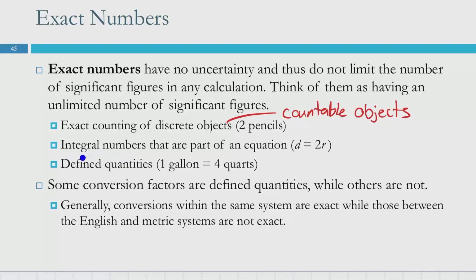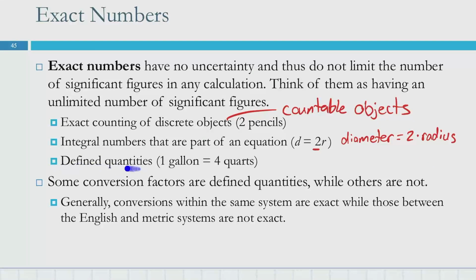Some integral numbers that are part of an equation, like this 2 in diameter is 2 radius. That 2 is an integral part of the equation. So this 2 also has unlimited significant figures. It doesn't affect our number of significant figures. It's exactly 2 radii in 1 diameter.